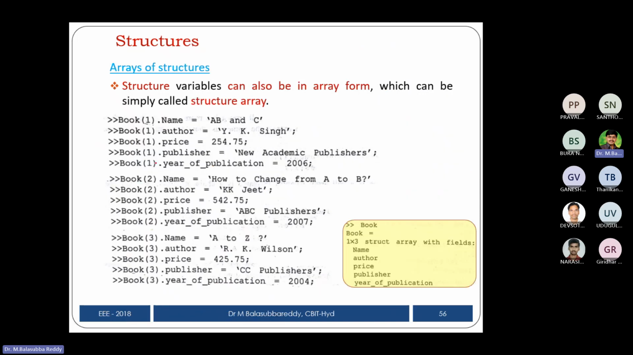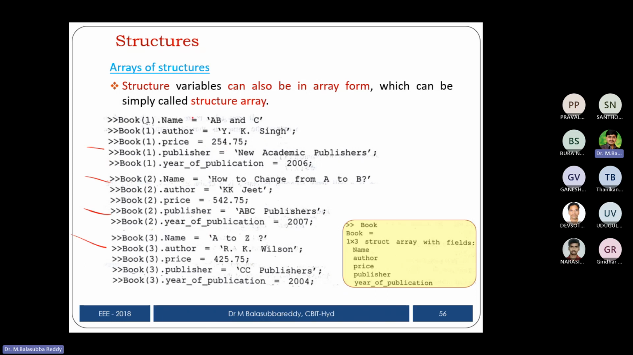Now other books we may also have: 1, 2, 3, and so on. In book of 1, you can enter all the fields. Book of 2, all the fields. Book of 3, all the fields, like that. So any number of books, even 1,000 books, you can keep on entering the data.